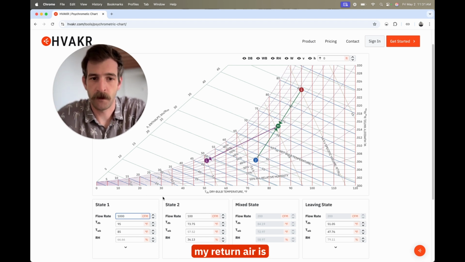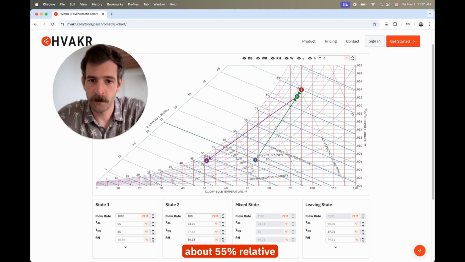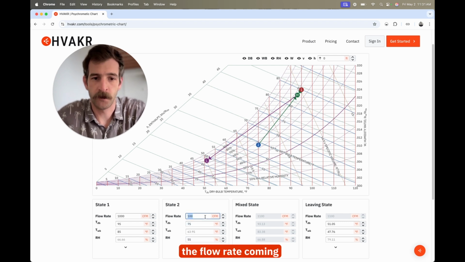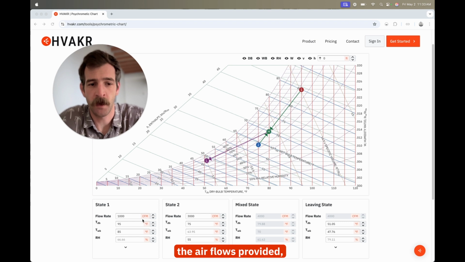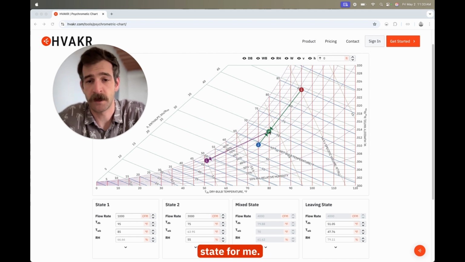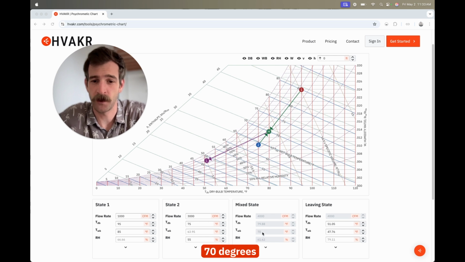State 2, my return air, is going to be about 55% relative humidity, which is right around here, and then 75 degrees dry bulb. But again, I can also punch that in. And the flow rate coming back was 3,000 CFM. Now, with those points plotted and with the airflows provided, this chart determines the mixed air state for me. So I can see below here, I'm at 80 degrees dry bulb, 70 degrees wet bulb.